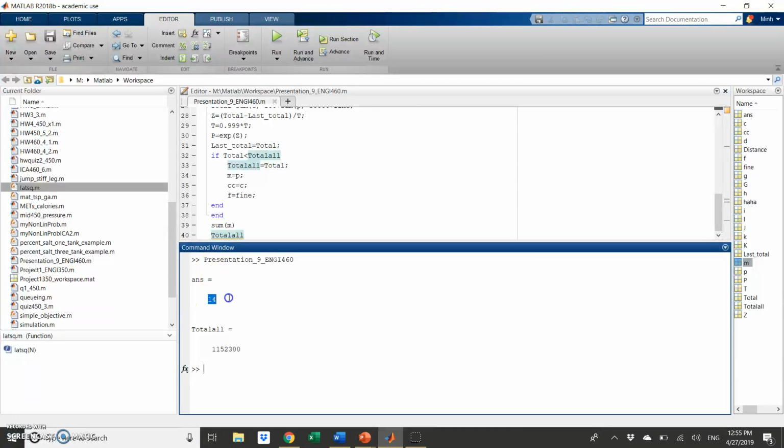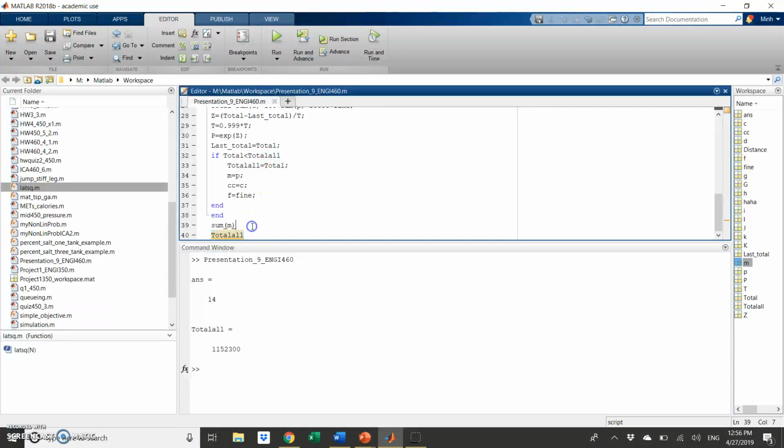We have 14 lockers placed in the area, and the total cost is $1,152,300. This is basically a breakdown of 50,000 for each locker built, so 14 times 50,000, plus 100 times the distance between each customer and the nearest locker. That is our experiment using Monte Carlo simulation and discontinuous cost functions.